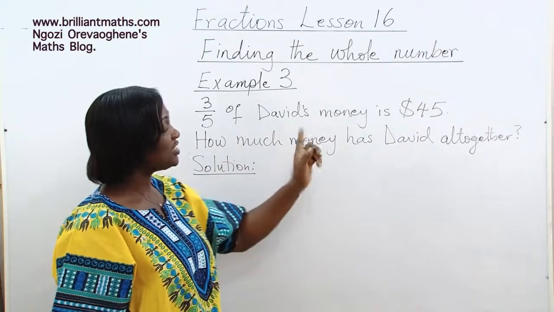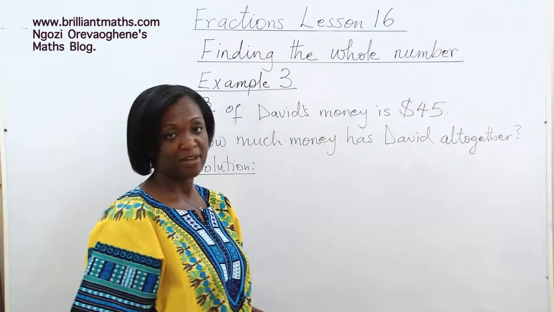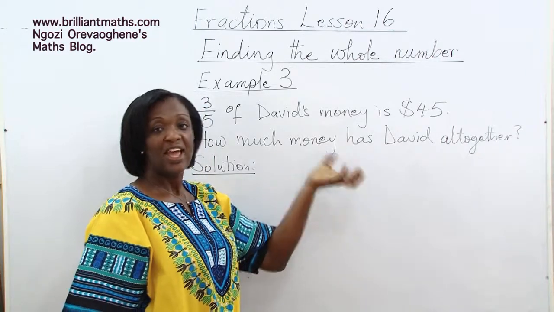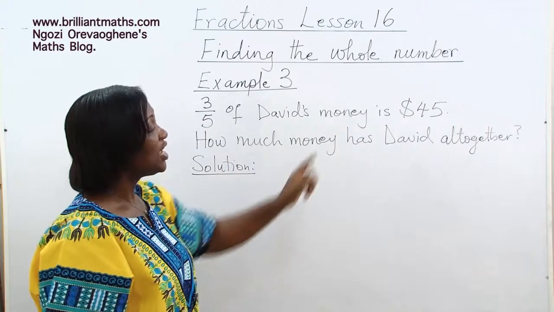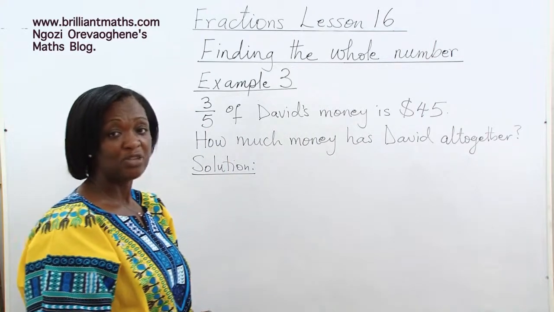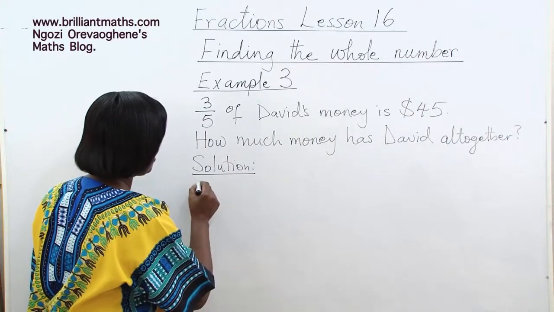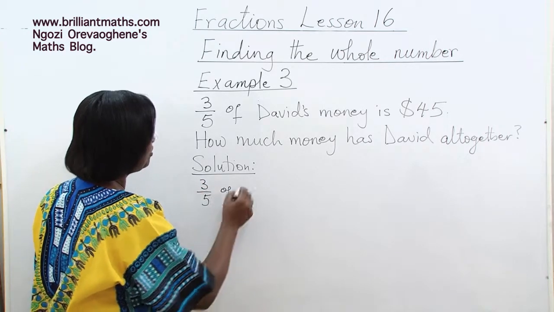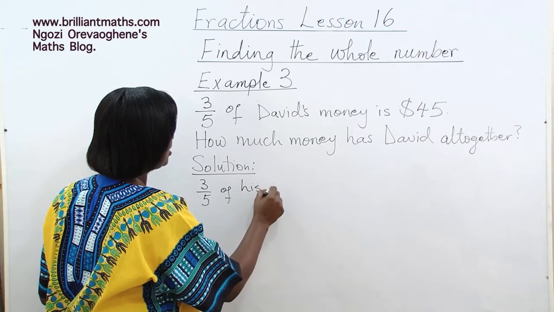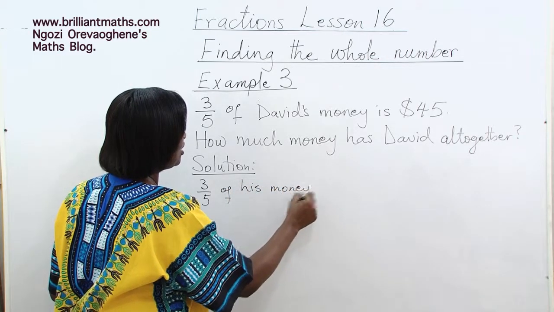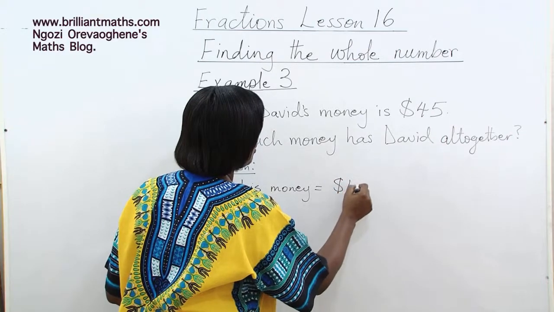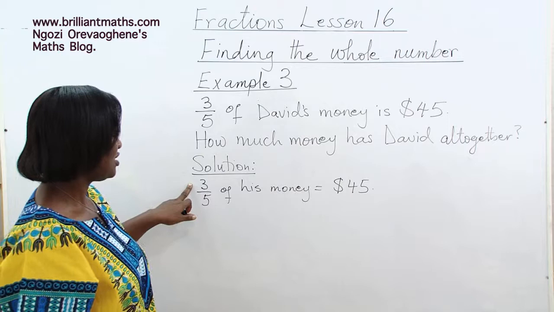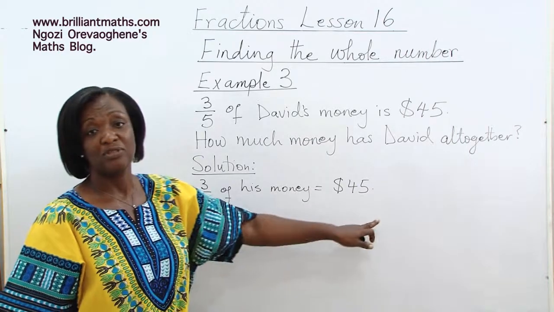How much money has David altogether? We need to find the total money that David has if 3/5 of his money is equal to $45. How do we do that? 3/5 of his money is equal to $45. That means that 3 parts out of 5 is equal to 45.